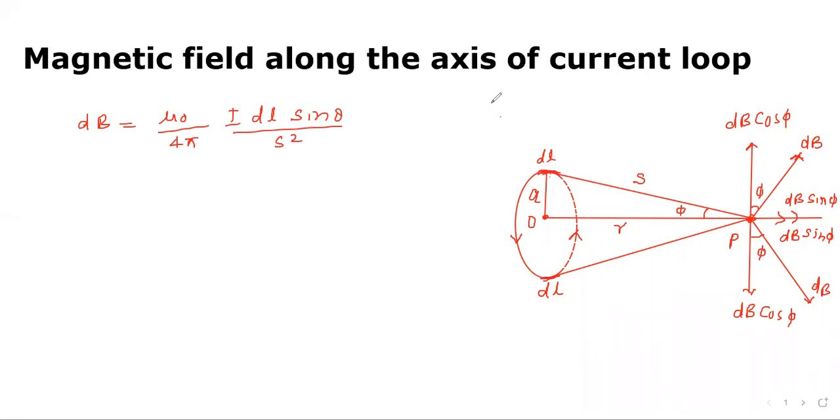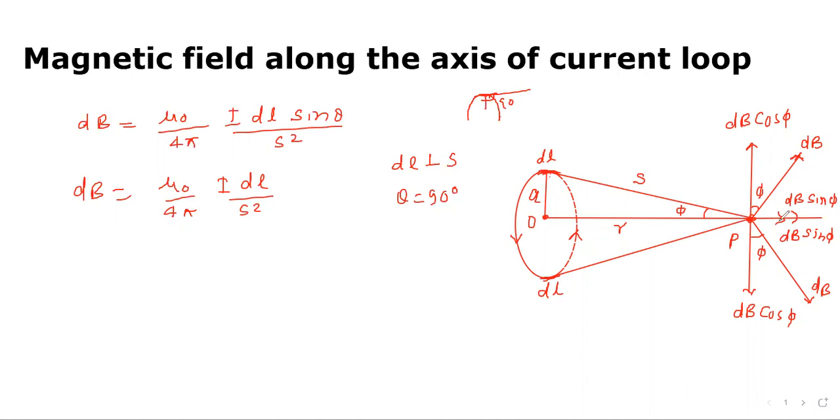So the situation will be like this. This portion is dl and there is a line that touches it, so it will be 90 degrees. So we can say dl is perpendicular to s, or theta equals 90 degrees. So we put sine 90 degrees, that is 1. So we get dB equals mu naught upon 4 pi, I dl divided by s square.